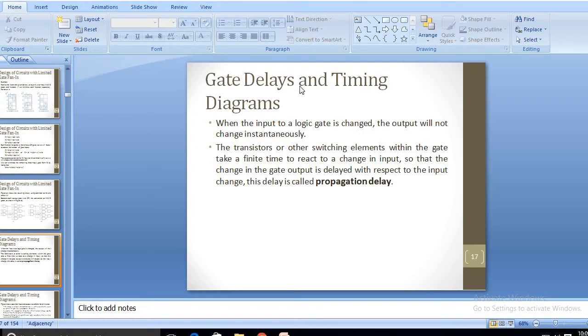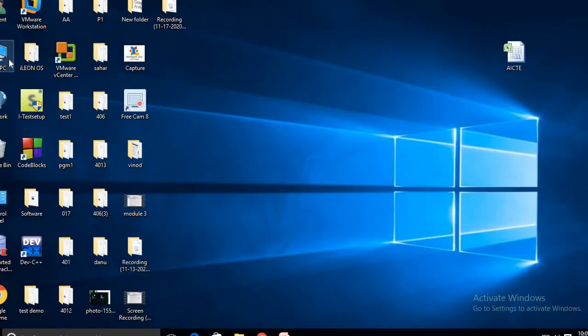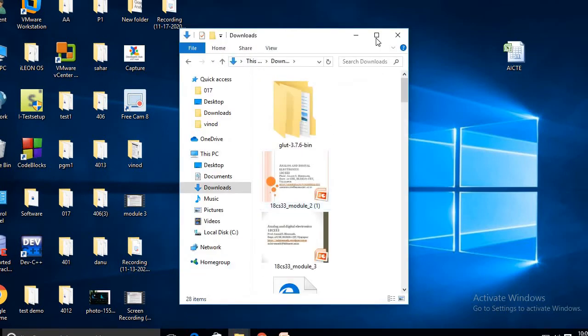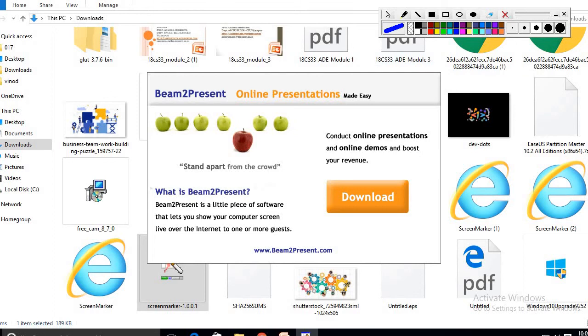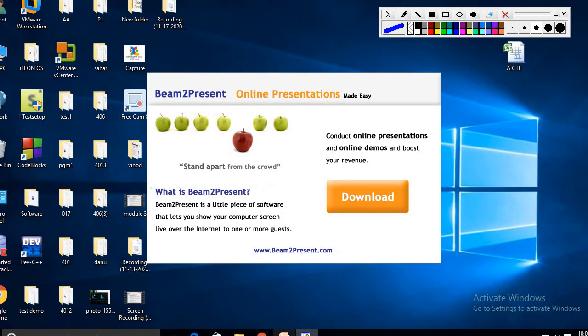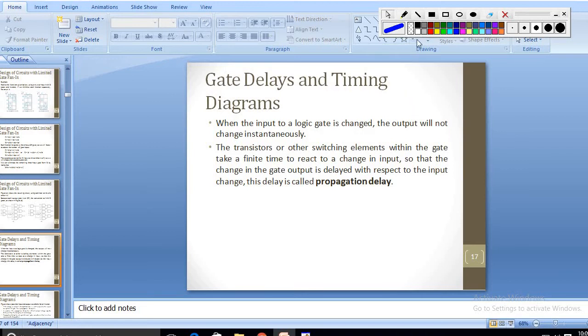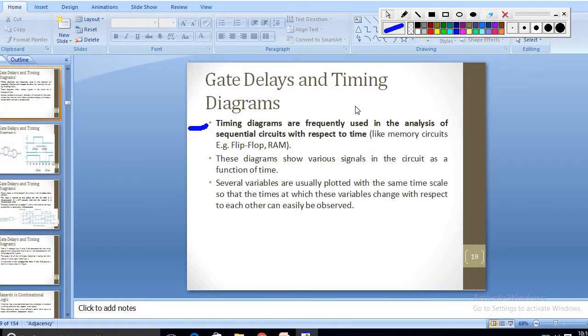Okay, so how exactly it works, we'll see. First, when the input to a logic gate is changed, the output will not change instantaneously. What it means is that when the input to a logic gate is changed, the output will not change instantly. So see this diagram.